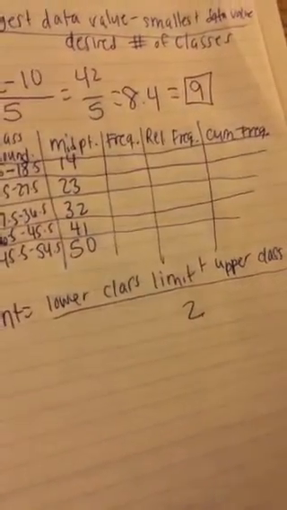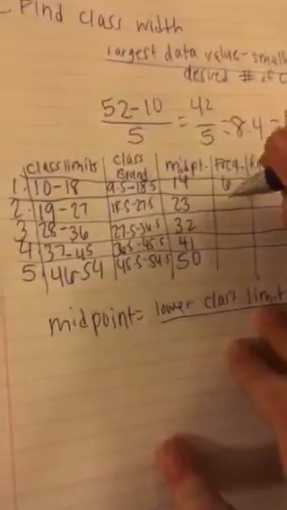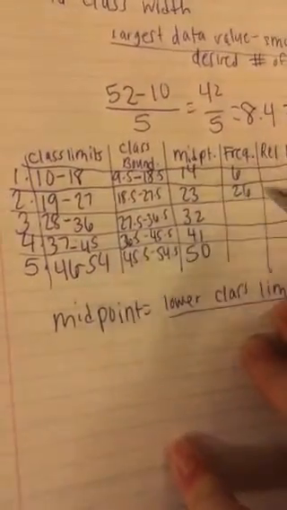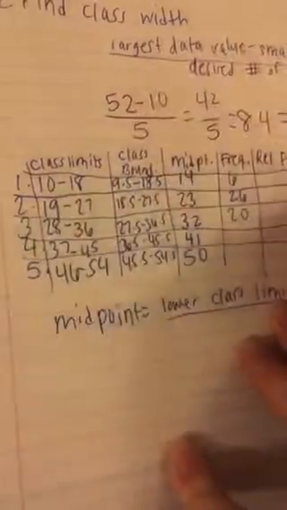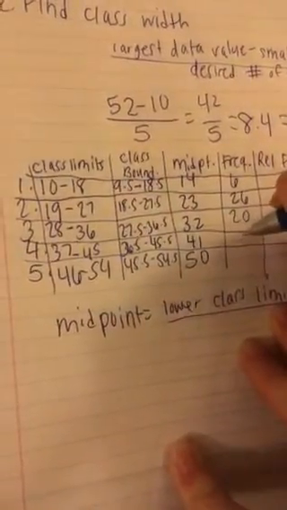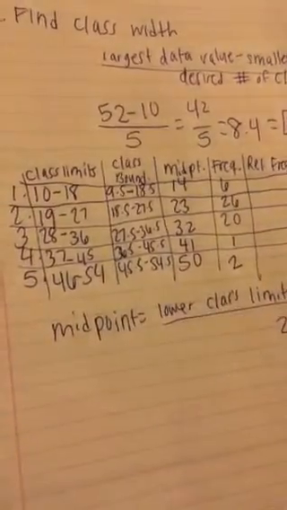For the frequency, it's just how many data values fall into that class, which you can just count up with a tally, but you'll see that there are 6 data values within the 10 to 18 range. There are 26 data values that fall between 19 and 27. There are 20 that fall between 28 and 36. 1 between 37 and 45, and 2 between 46 and 54.